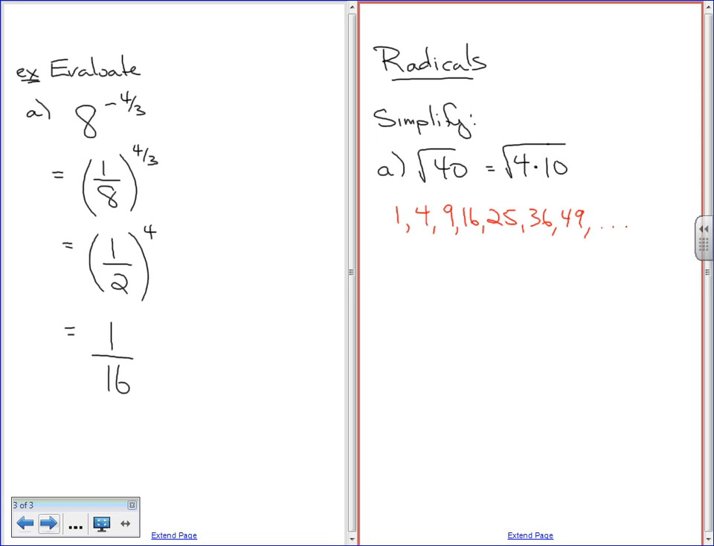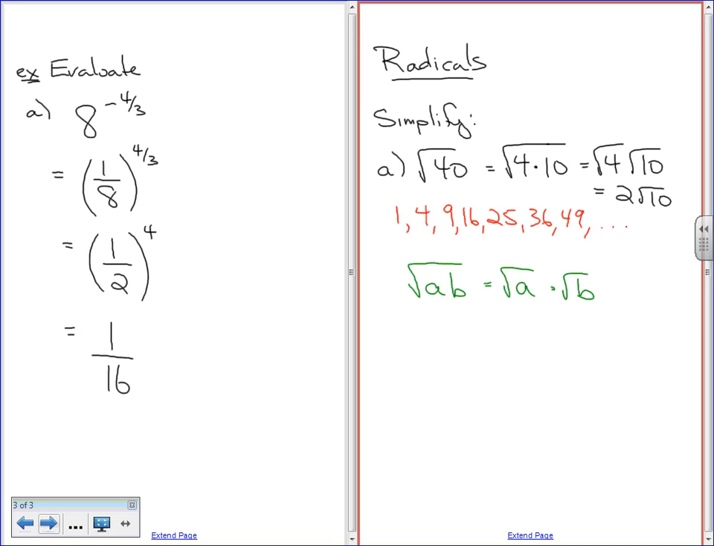And one of the mathematical properties that we're using here is that when you multiply radicals, the square root of a times b can be written as the square root of a multiplied by the square root of b. So I'm going to change this into root 4 times root 10. And the whole reason that we choose a perfect square is because we can actually figure out what the square root of 4 is. It's equal to 2.